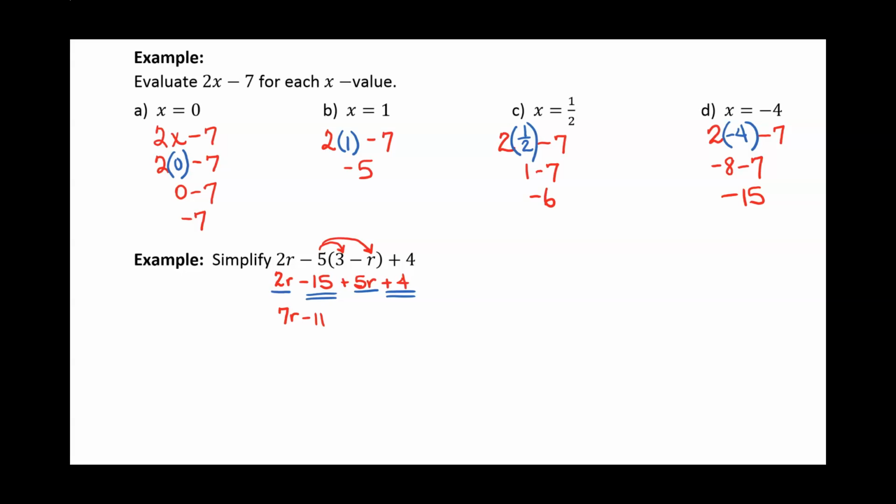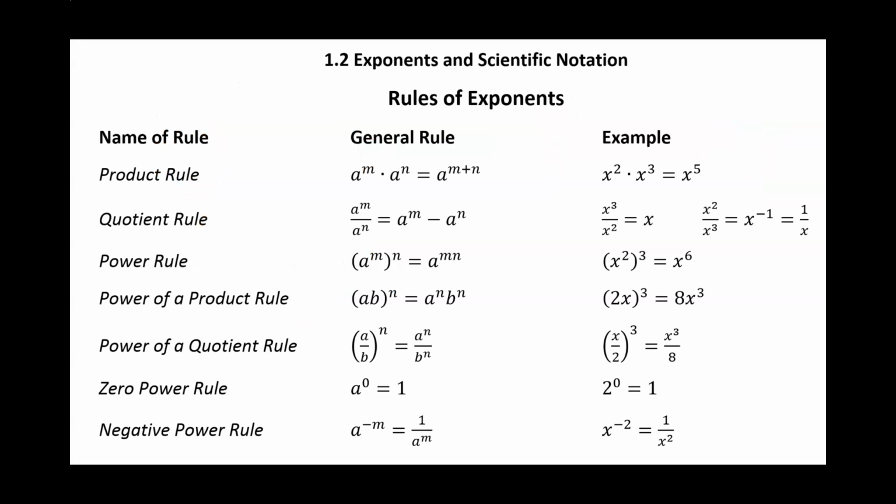Now, they might also, in WebAssign, give you something like this and say, solve it. Well, after you simplify it down to 7r minus 11, then you can just solve it: add 11 to both sides, divide by 7, getting r by itself. So we're good at solving. We have done that for a little while.